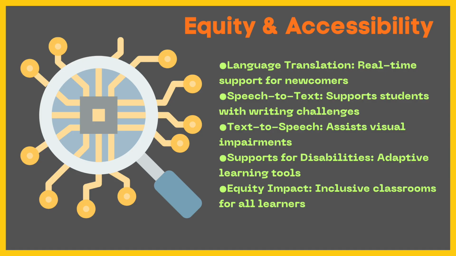Speech to text: AI can turn spoken words into written text, supporting students who struggle with writing or have physical limitations. Text to speech: AI can read written content out loud for students who need auditory support, for example, a student with visual impairments. This makes learning materials more accessible and inclusive.